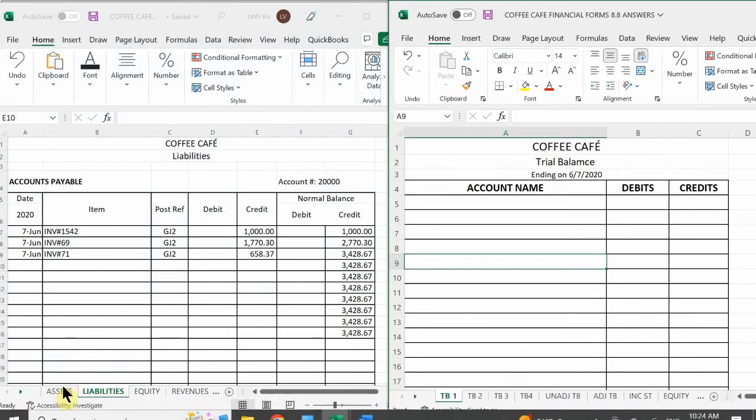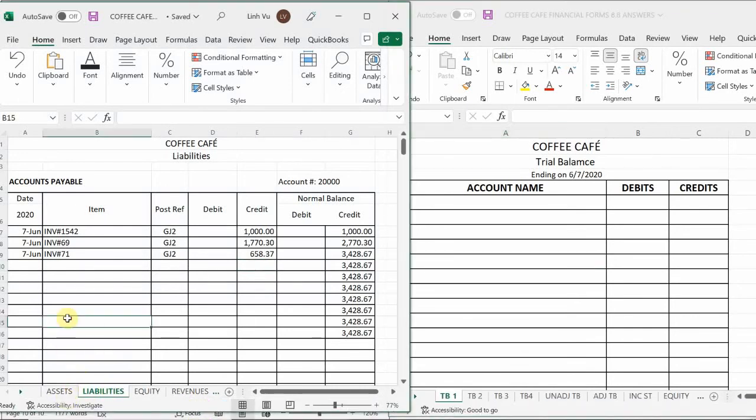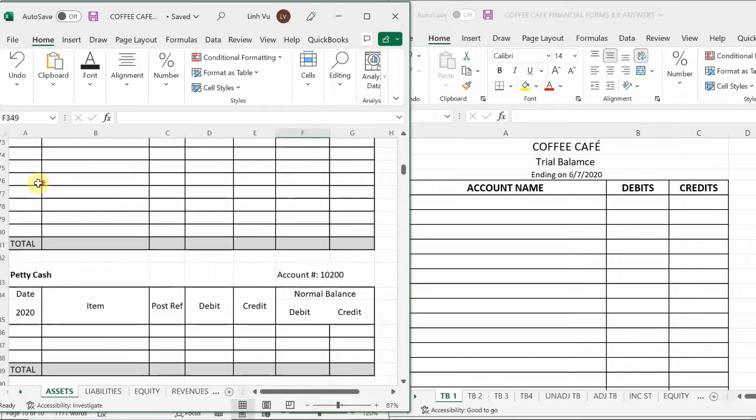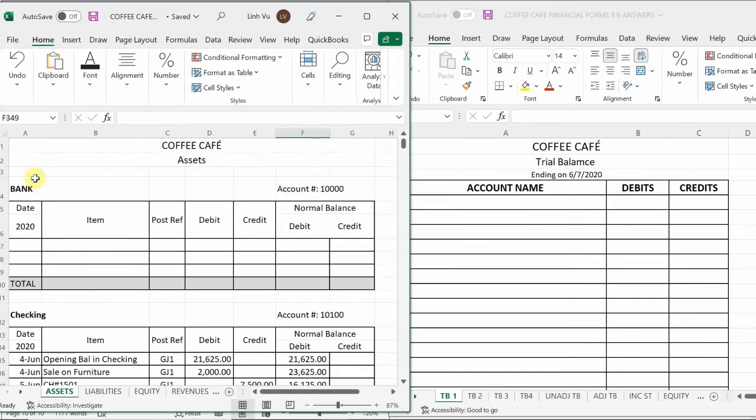Now, how do I do this? This is what we're going to do. We're going to list every single account from our chart of accounts and enter it into our trial balance. Okay? Now, we're not going to enter every single one because a lot of the accounts in my chart of accounts are currently empty, right? Because we just started our company file. We just started journalizing our transactions.